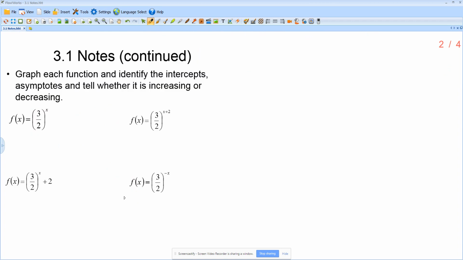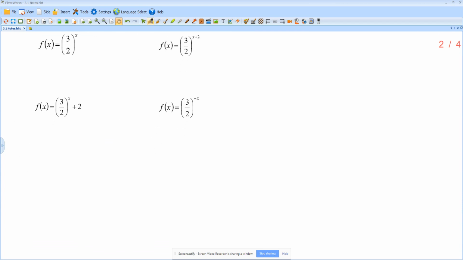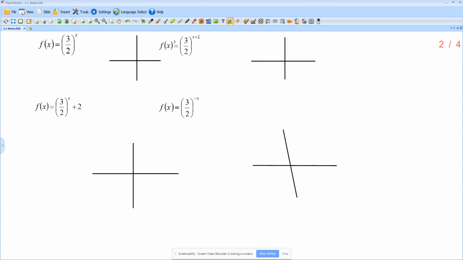All right, moving along. Graph each function and identify the intercepts, asymptotes, and tell whether it's increasing or decreasing. So I'm going to start really quickly just by giving us little sketches for each one of these. Right, sorry about that. So now, I'm going to be labeling the intercepts, asymptotes, and telling whether it's increasing or decreasing.